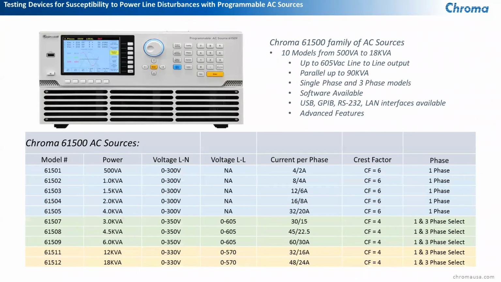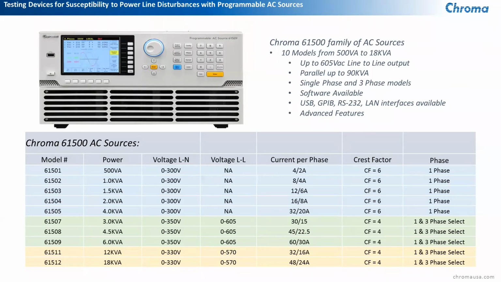So we have 10 different models within the 61500 family of AC sources. They range from 500 VA single-phase units all the way up to 18 kVA single-phase, 3-phase selectable units. And the units that I'm concentrating on today are the 61507, 08, and 09s. They're the ones in that green band right there in the middle, and these have a little higher voltage range. You'll notice in the column it says voltage line to neutral.